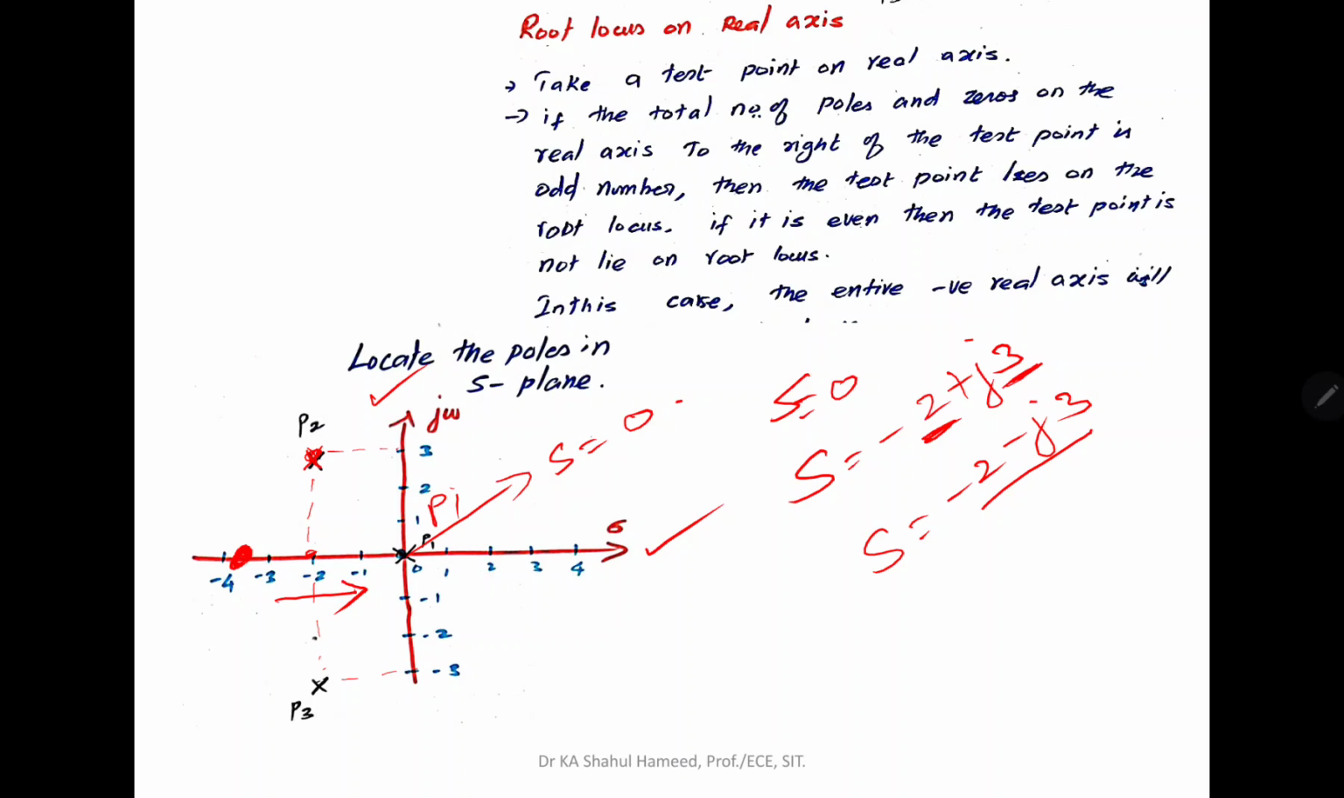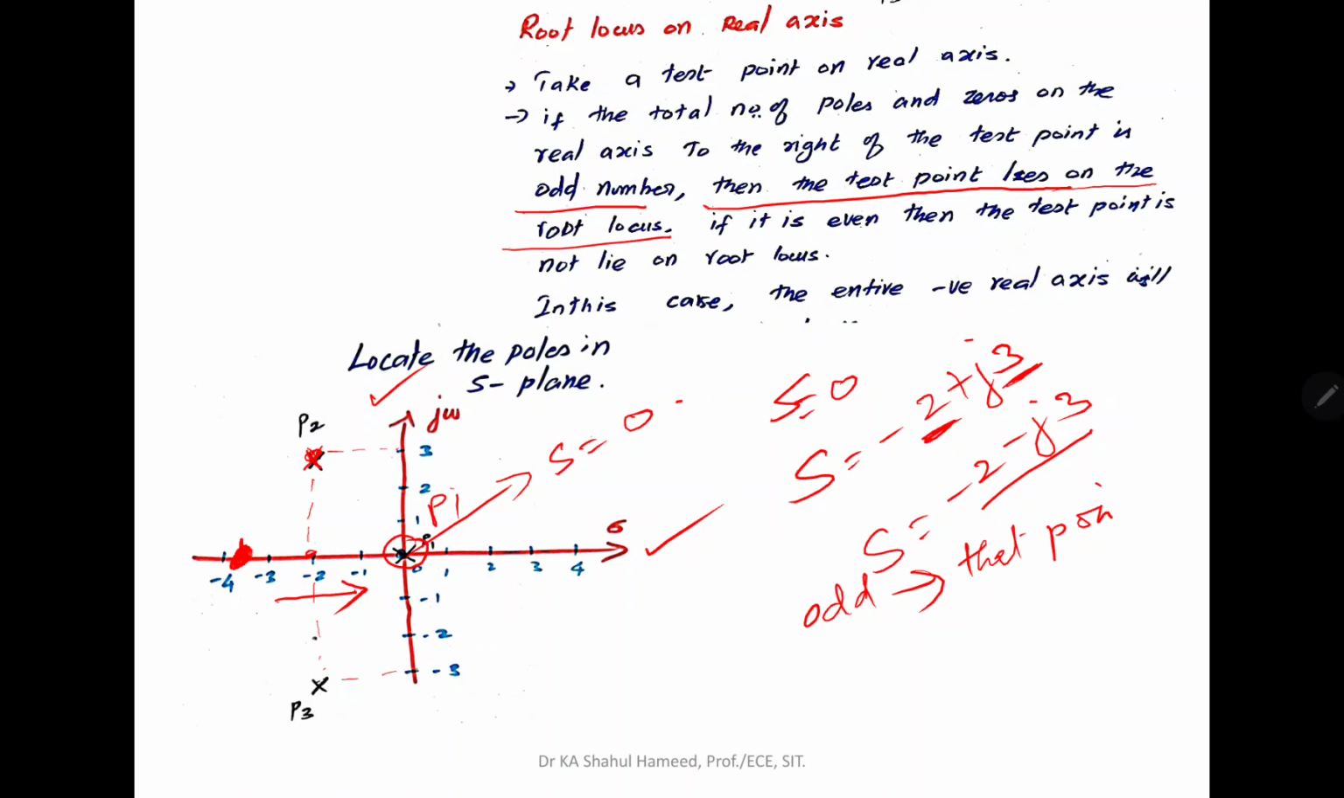Now when we are seeing this test point, we have only one pole to its right. If the number of poles and zeros on the right-hand side of the test point is an odd number, then that point is on the root locus branch. So here, the test point lies on the root locus.